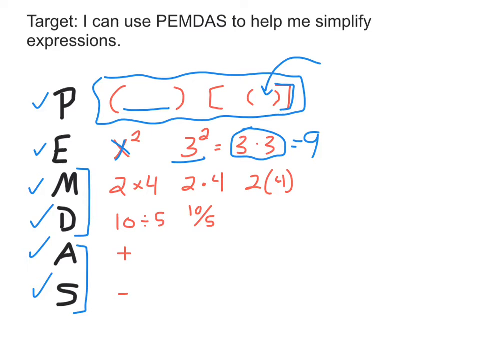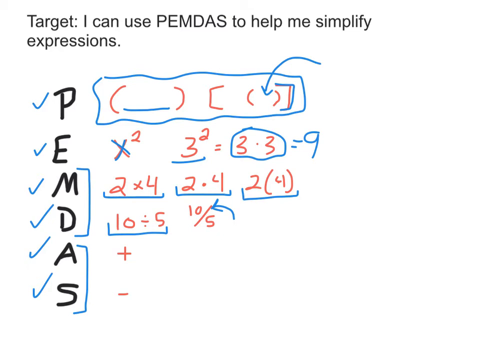Multiplication can come in lots of forms. It could be written like this, 2 times 4. It could be written with a dot. The dot is to avoid confusion if you had variables like an x. Or it could be written without any operations, with a parenthesis. This also means 2 times 4. Divide can be written a few different ways too, with the division symbol or a fraction bar. And we all know what addition and subtraction look like.